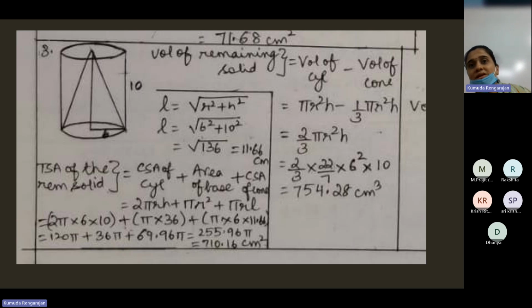Area of the remaining solid. How many of you did not get 710? You didn't get 710. 7?